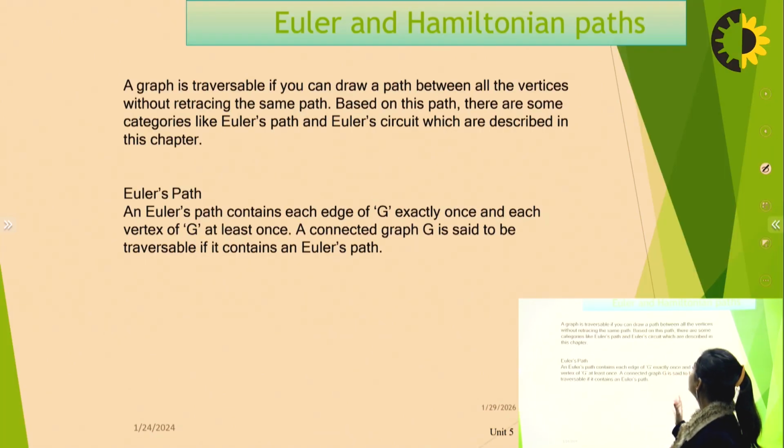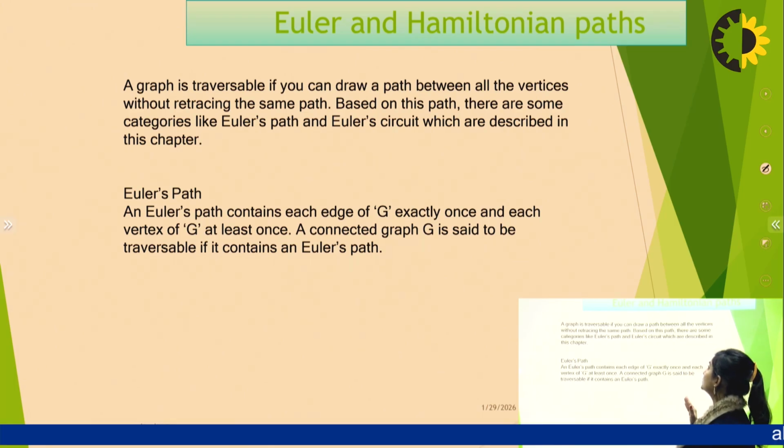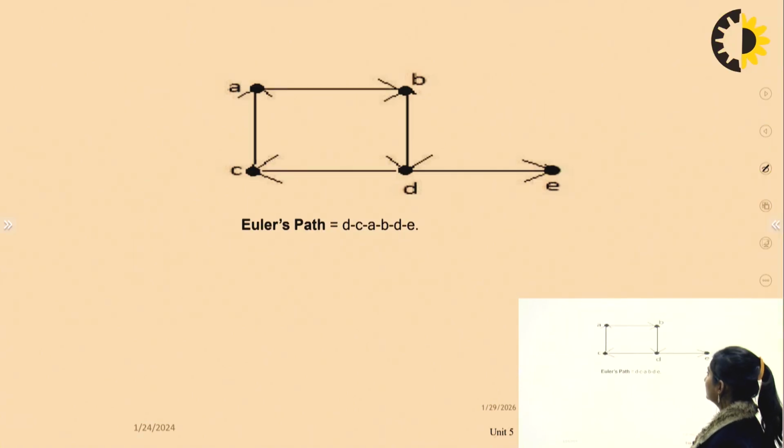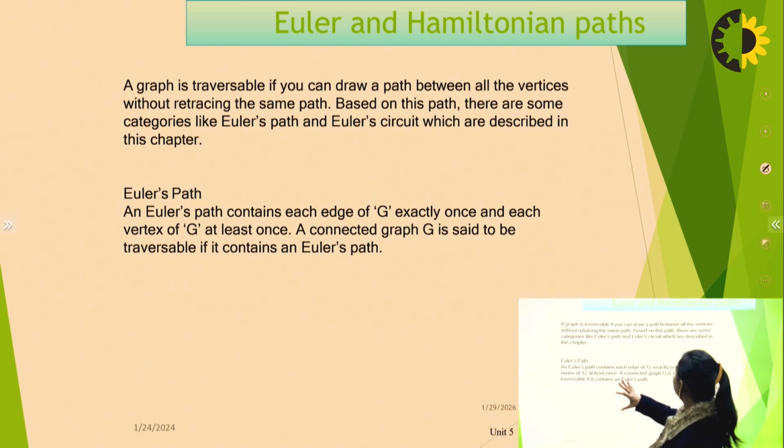Now, Euler and Hamiltonian graph. A graph is traversable if you can draw a path between all the vertices without tracing the same path. Based on this path, there are some categories like Euler's path and Euler's circuit, which are described here. So, Euler's path. A Euler path contains each edge of G exactly once and each vertex of G at least once. A connected graph G is said to be traversable if it contains an Euler's path. So, what it means in simple words is a Euler path contains each edge of G exactly once and each vertex of G at least once.